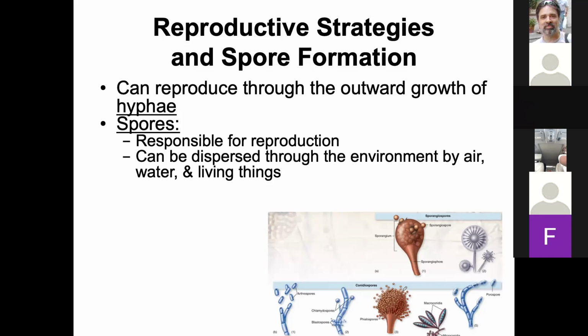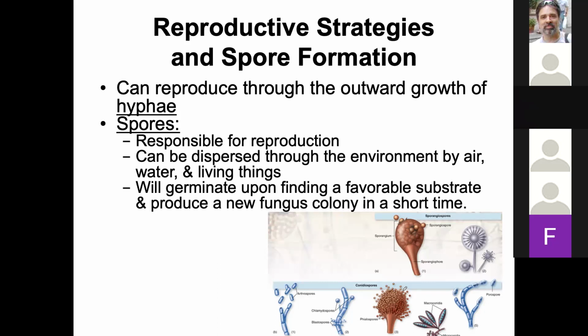Spores are one of the ways that fungi are able to persist through dry or adverse conditions. And they can be dispersed by air and water and living things. They're around us all the time. And if you don't believe me, just take a slice of Wonder Bread and leave it on your kitchen counter for a few days. After a time, you'll see green fuzz growing on it, all right? And that is fungal growth, okay? It can germinate when it finds a favorable substrate and make a fungal colony in a very short time.